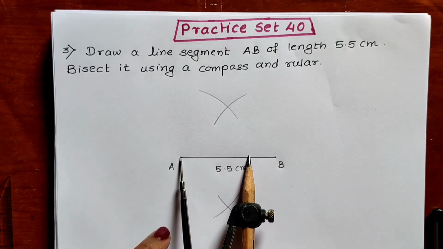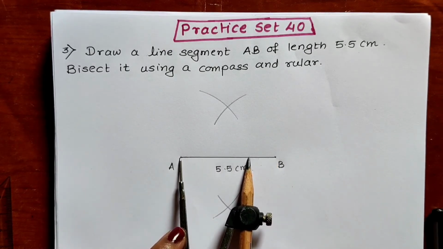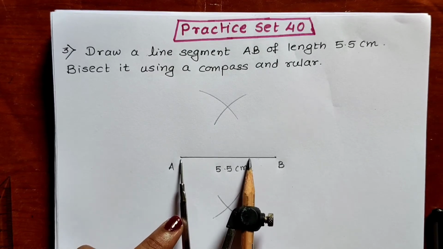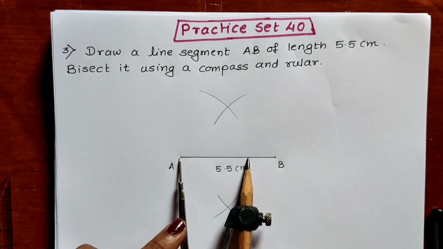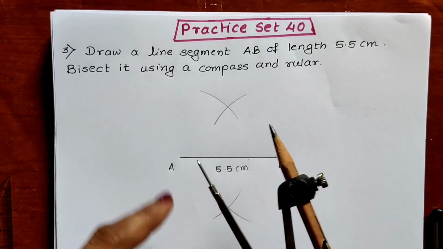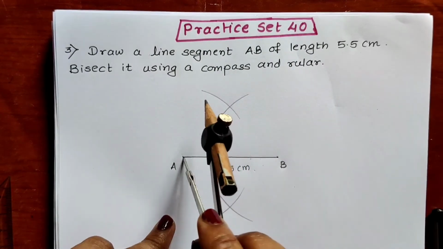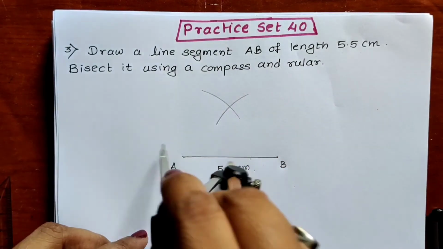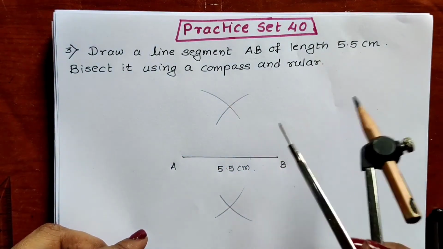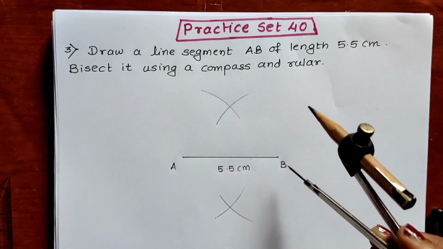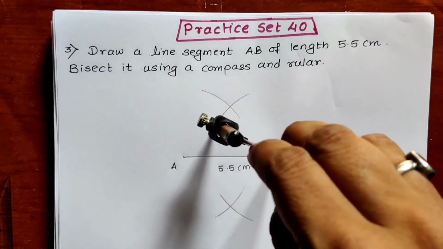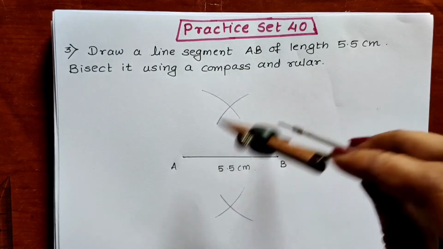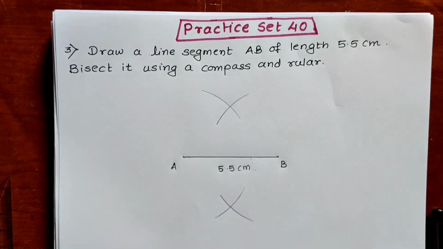Only take more than half distance in the compass, approximately, not exactly. You don't require exactly more than half distance. Place this tip on point A, draw one arc upside, another arc downside. Then without changing the distance in the compass, place this pointed tip on point B, draw the arc upside, downside. These arcs cut this previous arc.